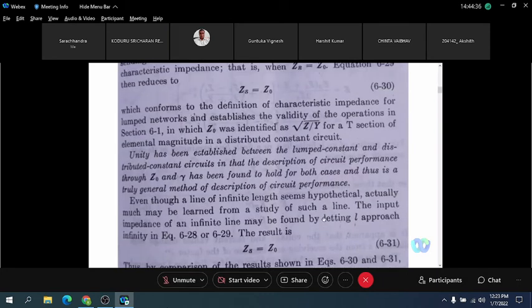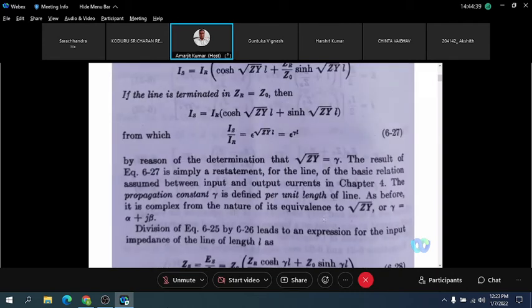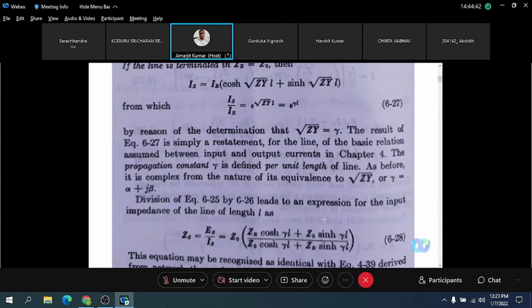Now, if the length is infinite, what will be the input impedance? So limit L tends to infinity. You have to solve this mathematical function. Who will solve? What will be the answer? Sai Varun, limit L tends to infinity, what will be the answer? For a transmission line of infinite length, that is hypothetical, but suppose L is infinity, then what will be the input impedance of the transmission line?